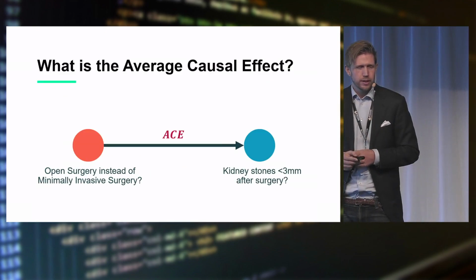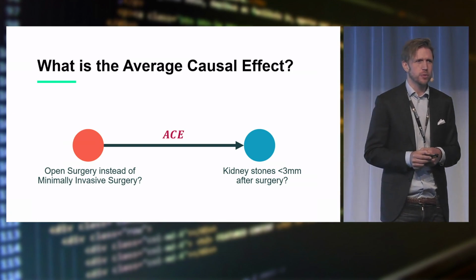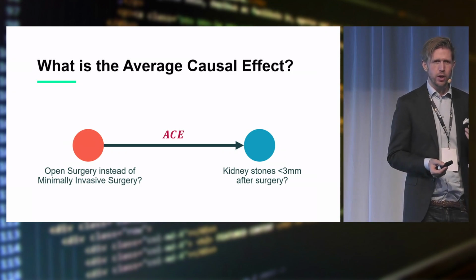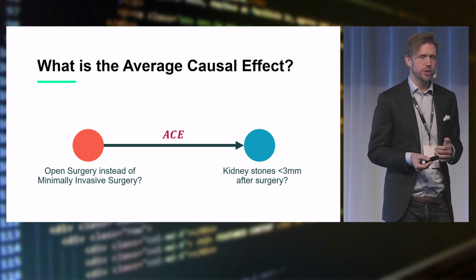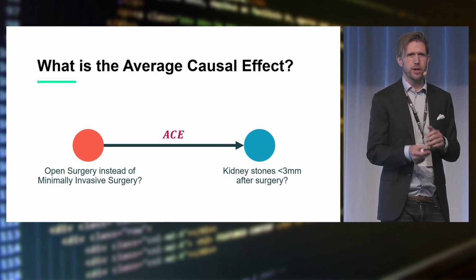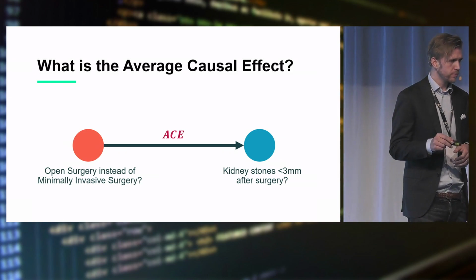The case we're interested in is a famous dataset from the 80s about kidney stone surgery. In a subset of that data, we're only comparing open surgery and minimally invasive surgery. And we want to know what is the average causal effect, or the ACE, on the success rate of getting rid of the kidney stones.